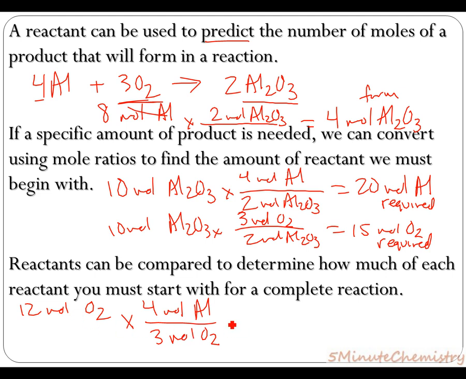Now my moles of oxygen will cancel. I'll be left with moles of aluminum, and if you just do the math, 12 times 4 and divide by 3, you're going to see that is 48. 48 divided by 3. Oh, simple math. What is that? Is that 16? Yeah, I think it is. So that'll be 16 moles of aluminum.